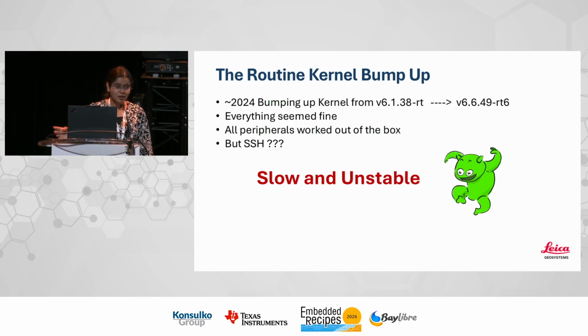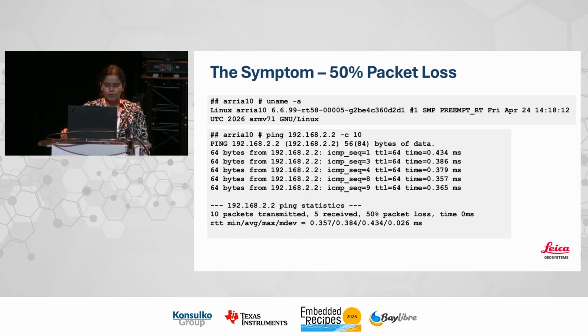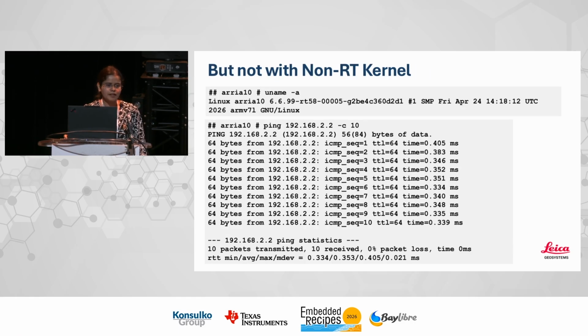I cannot just say slow and unstable. I wanted to quantify it, to measure how slow. So I started pinging from the board. When I booted with the Preemption kernel, with full preemption enabled, I was seeing 50% packet loss, and the latency was OK. But surprisingly, when I disabled preemption and booted the non-RT kernel, everything was fine. I could reach the board, SSH was fine.